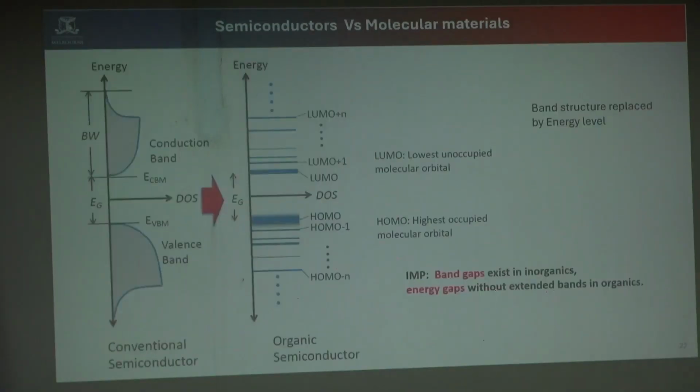In this highlighted inorganic crystal we have continuous energy levels, whereas in a molecular crystal we have discrete energy levels, and in the inorganic case the discrete levels become continuous. Still, the band gap exists in both inorganic and organic. In organic we call it the HOMO level and LUMO level. Here it is the valence band and conduction band.